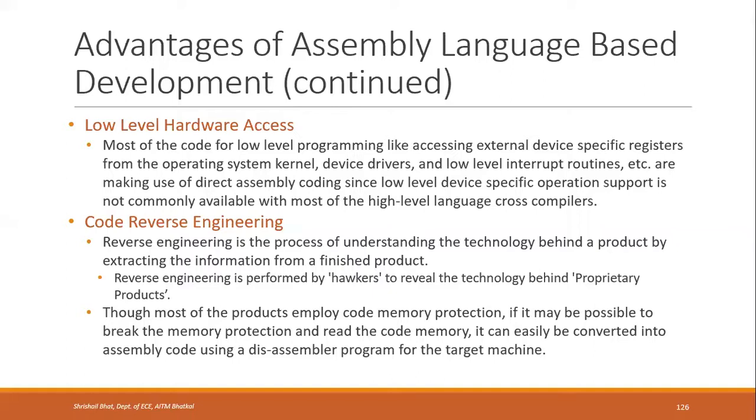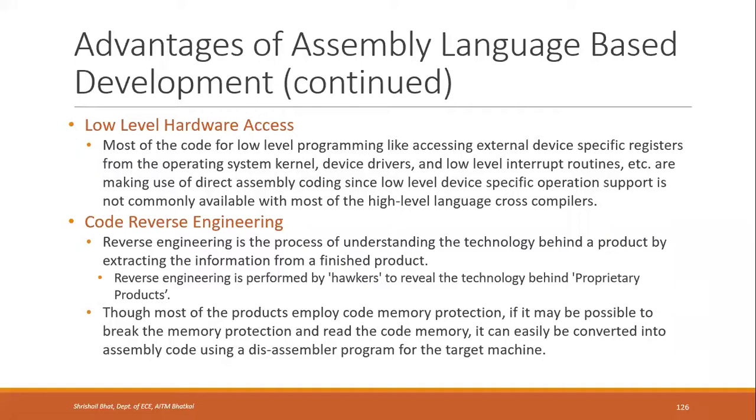It is performed by hackers to reveal the technology behind proprietary products. You get some duplicate items of proprietary items, like duplicate Apple phones which are China made. What they normally do is the same thing. That is reverse engineering. They get the final product and try the other way around: from the product, getting the code and making duplicates of that.